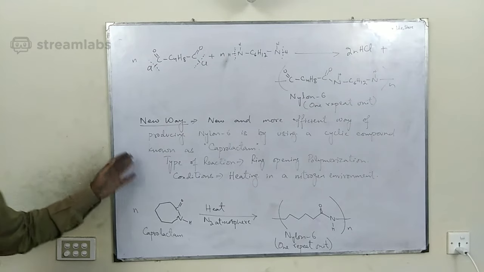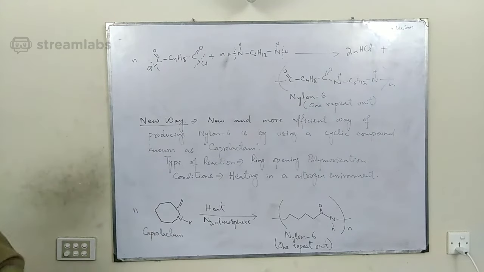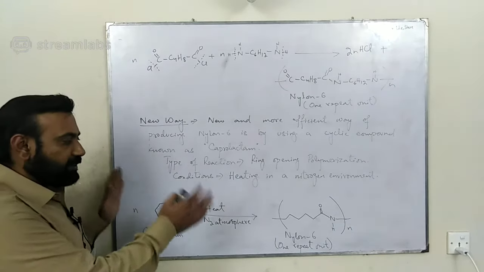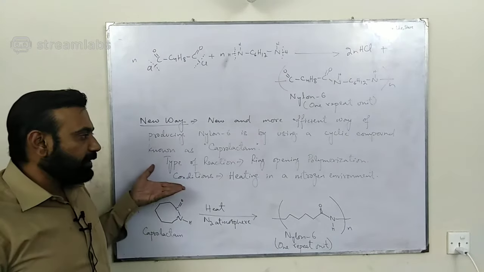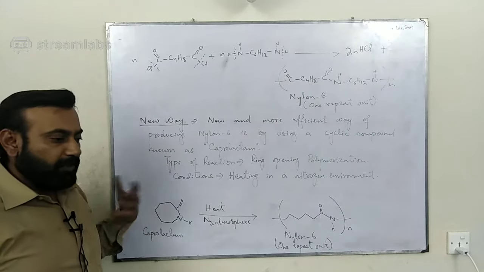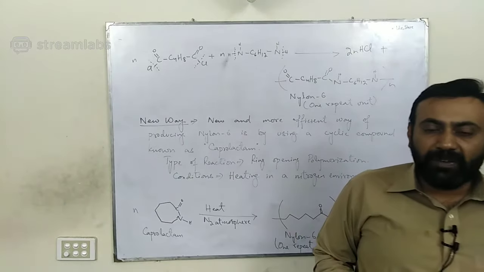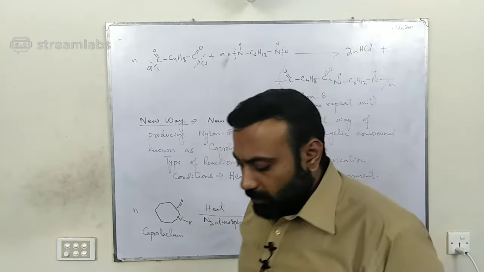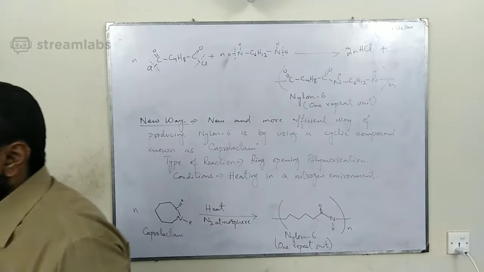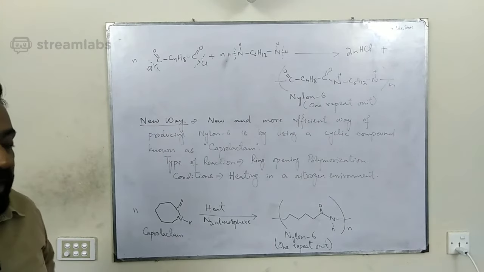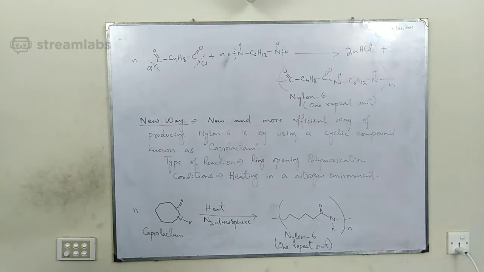So this way of production of nylon 6 is more efficient, it is quicker, and it is more cost friendly. In recent years, only in the recent years, nylon has been industrially manufactured by this new way. Before that, for many years, nylon has been manufactured by the previous ways, like by the condensation reaction between dioic acids and diamines, or dioyl chlorides and diamines.